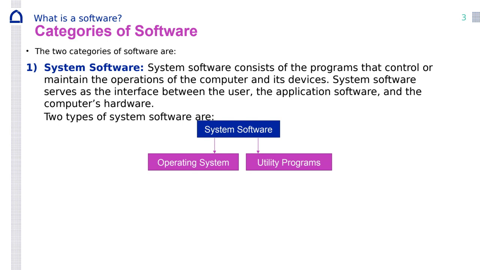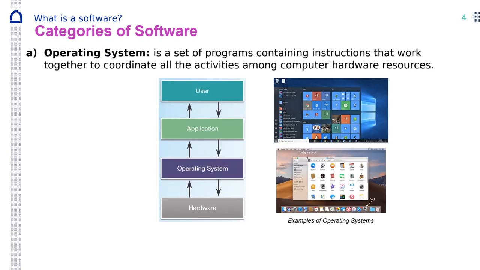There are different categories of software. The first category is system software. Under system software, we have operating system and we have utility programs. For operating system, what is operating system? Windows is an example of operating system. It is a set of programs containing instructions that work together to coordinate all the activities on your computer. So it will do the interface between the computer hardware and your applications, sitting in the middle, the OS.